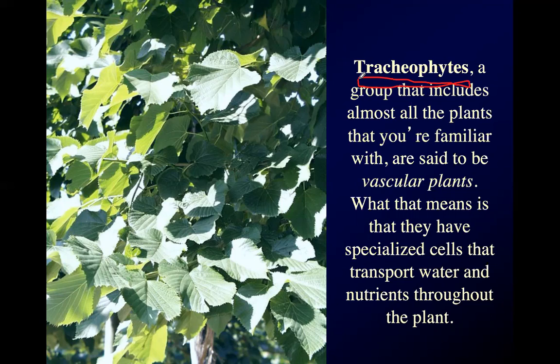And tracheophytes are what we call vascular plants because they have specialized cells that transport water and carry nutrients as well throughout the plant. So water can get from the ground all the way up to the leaves of this tree where it's needed. And the sugars that are made by photosynthesis can be transported from the leaves to the roots where they're needed. So plants can transport water and nutrients to all parts.